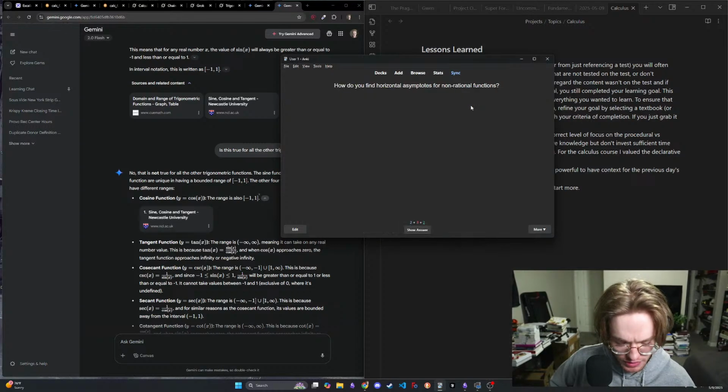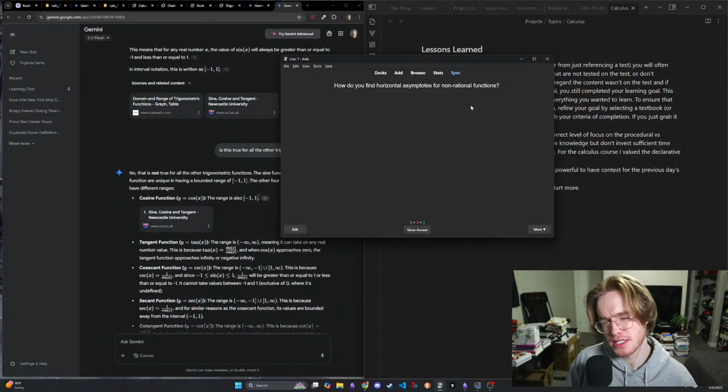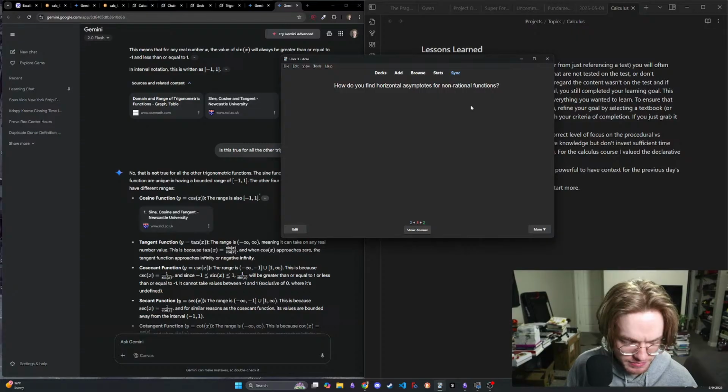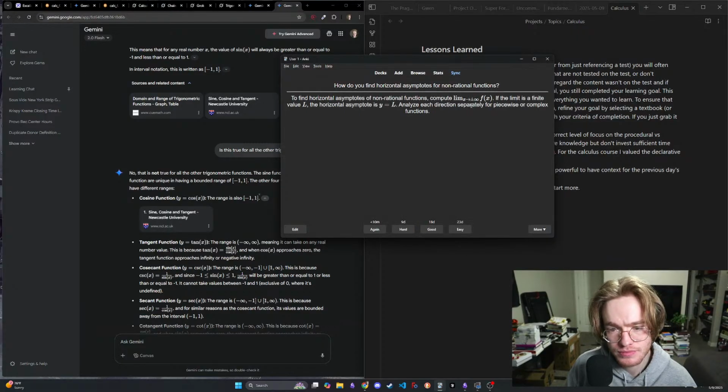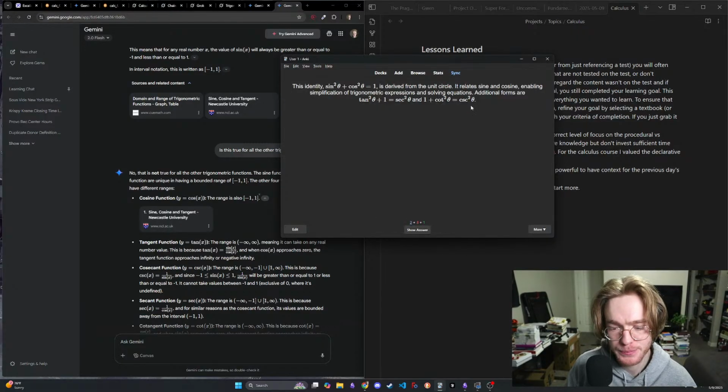For non-rational functions, you could take the limit of it as x goes to infinity and see if it approaches a finite number. If it is a finite number, then you have the horizontal asymptote. I guess, yeah. Yep.